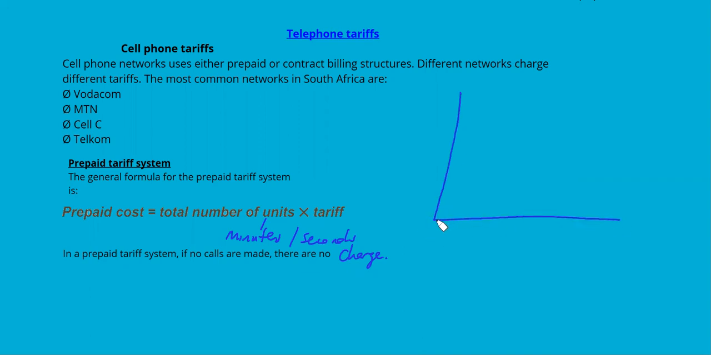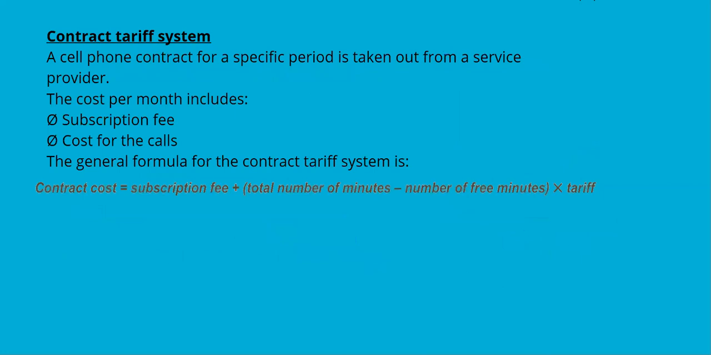Let's have a graph of that. Here we have a graph where you start from 0. We are saying here number of units, and here the tariff, which is just to charge the cost. So if you didn't use anything, if you don't call anyone, you are not going to be charged. Then let's move on to the contract system and see.